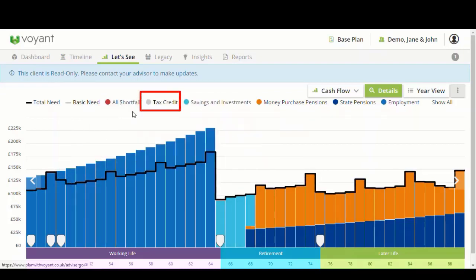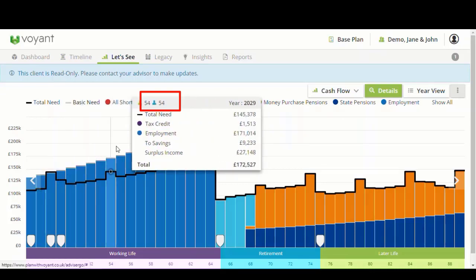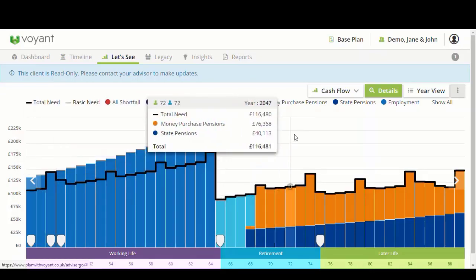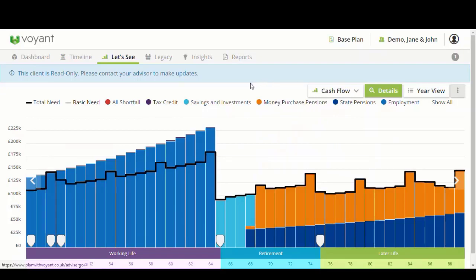And as you can see, this tax credit will fall above each of the blue bars in the early years of the plan. And what is the tax credit? In this scenario, John is a higher rate taxpayer and he's making higher rate contributions to his pensions. So therefore he's receiving tax relief in the form of a tax credit. And that comes back into the plan, and you can see that within the cash flow. So this cash flow is looking healthy. But let's look at the assets chart.